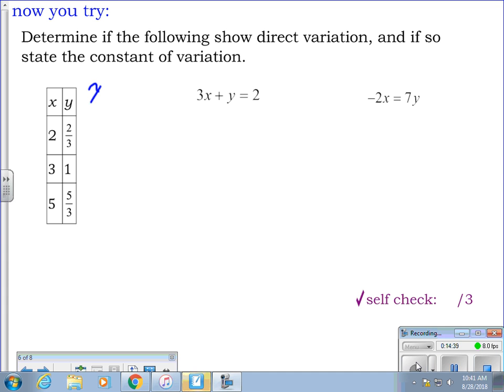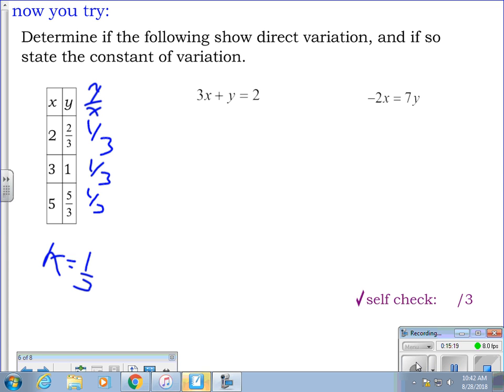Okay, so on the first one, you need to check y divided by x. 2/3 divided by 2. So if I have 2/3 and we split it in half, how many parts are there? If there are 2/3 of the pizza and I eat a third, she eats a third, how much of the pizza do each of us eat? 1/3. 2/3 divided by 2 is 1/3. So I get 1/3. 1 divided by 3, that's easy. 5/3 divided by 5 is 1/3. So this is direct variation, and k is 1/3.